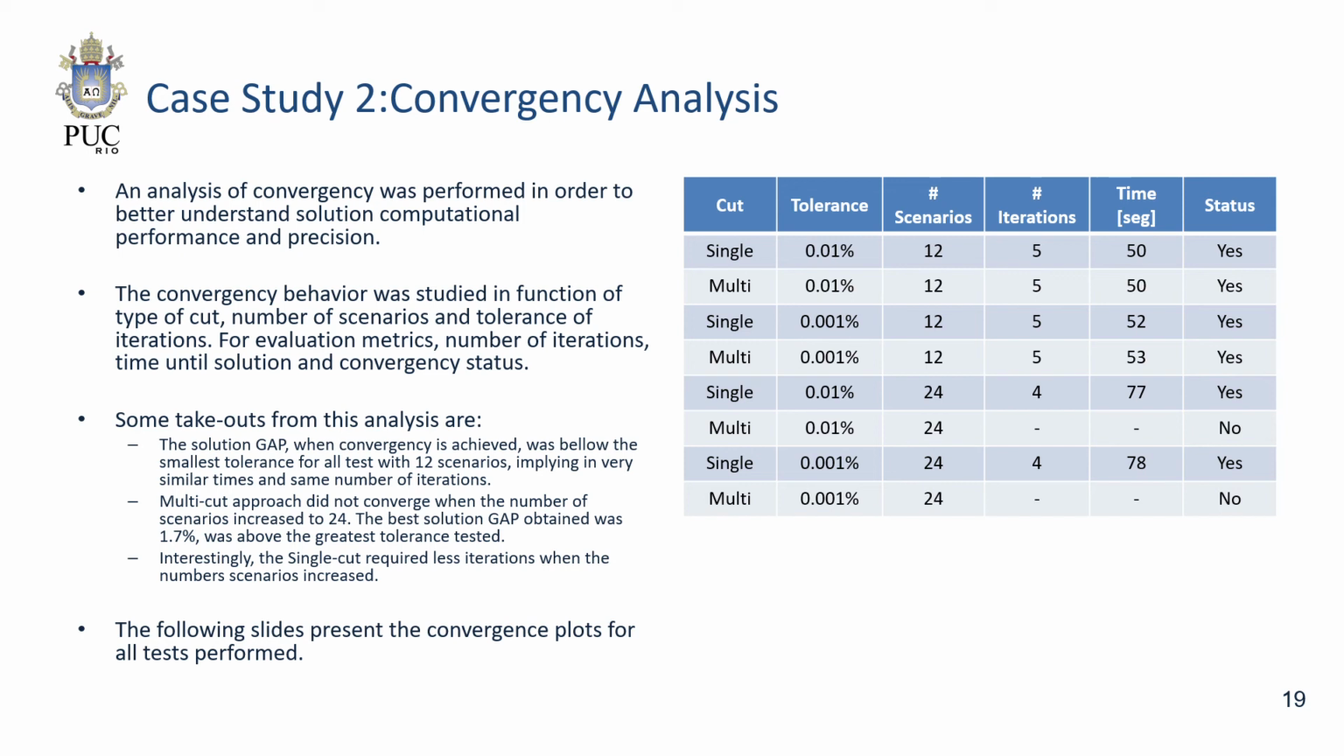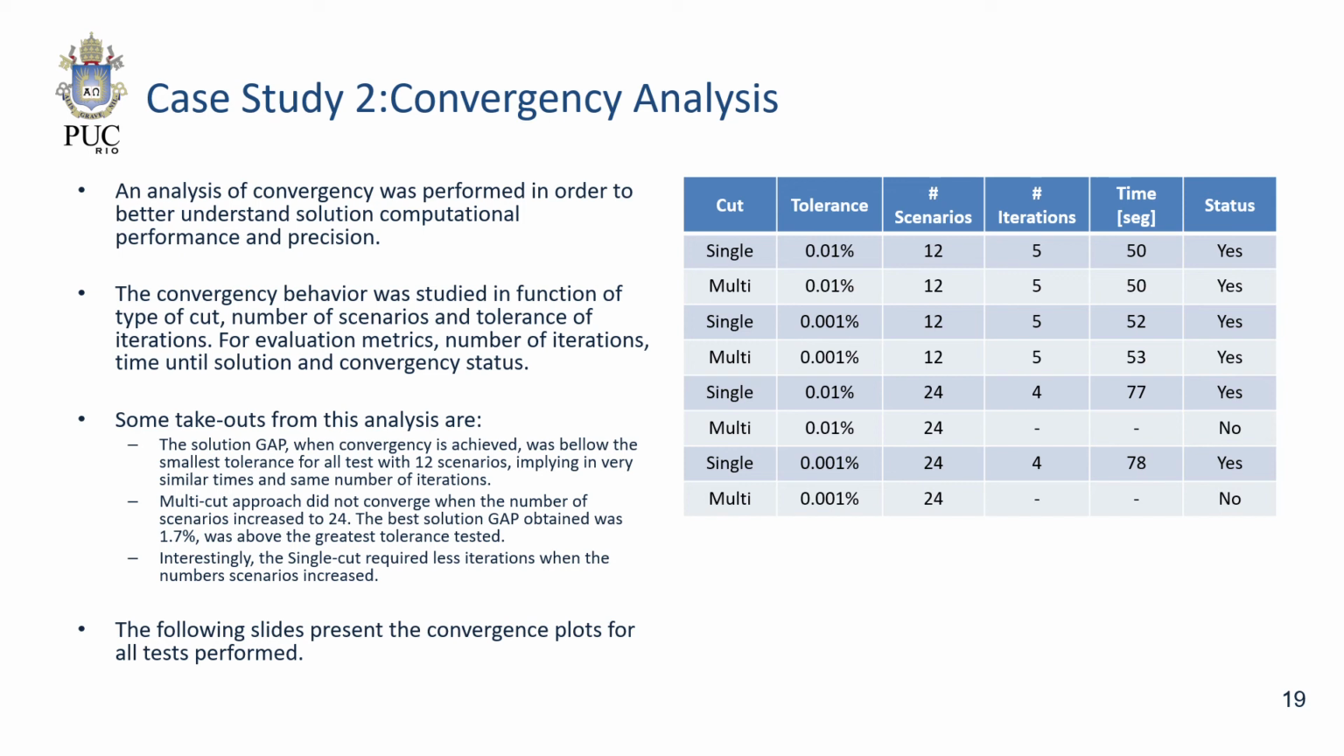Even if we relax the tolerance to 0.01%, it didn't converge. The smallest gap that it was able to obtain was 1.7%. So really high value and way above the greatest tolerance that we tested here.